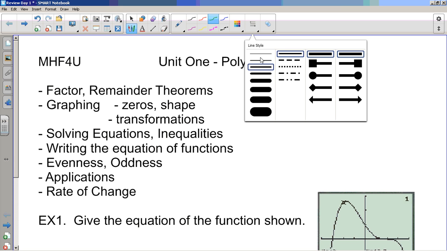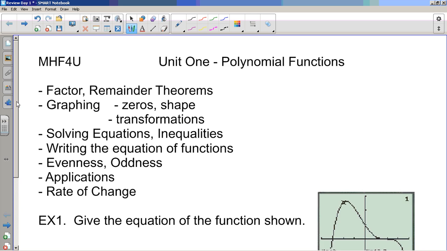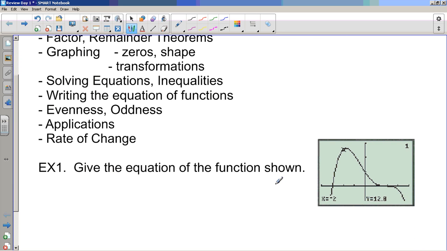So the first example is, given this graph, find the equation of the function. Well, what do I know about it? Well, it starts low and ends low, so I know it's an even degree of some sort, right? Starts low and ends low. So how do I get the rest? Probably, you'd guess it's degree 4, right?